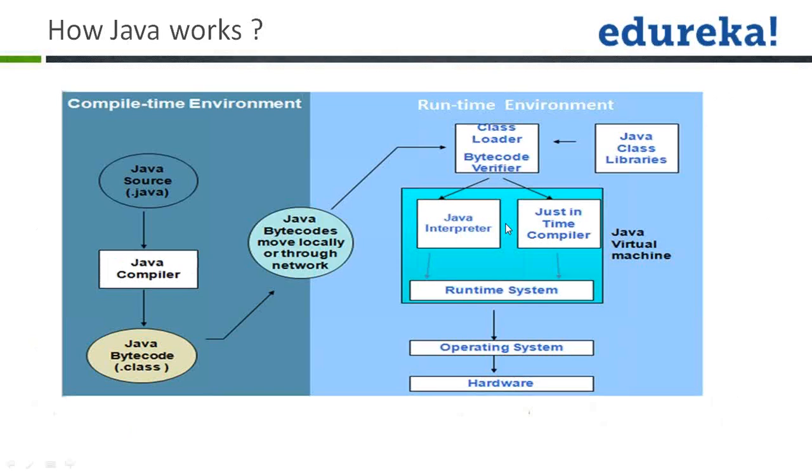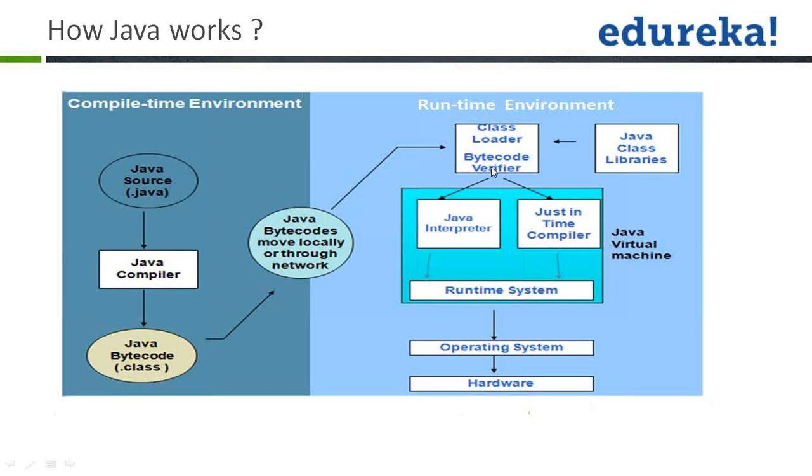Now, let's try to understand with the help of a diagram how Java works. On a broader level, you can divide the environment into two parts. One is the compile time environment and the second is the runtime environment. In the compile time environment, you write the code in Java, and that is the Java source code, which is the .java file. Like, my name is Vineet and I created a file that is vineet.java. That will be the source code. Using the Java compiler, we convert the source code into the bytecode, that is the .class file. Now this .class file is moved to some other system by a network or locally.